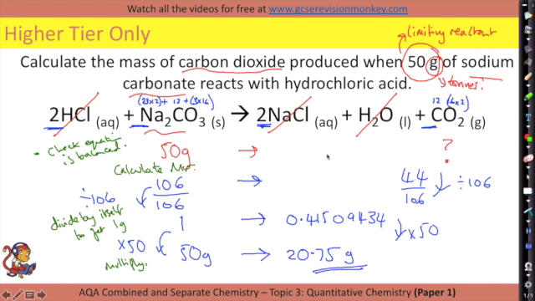Okay, what they might do is start off with a number on this side. So for example, they could have switched that around and said, how much sodium carbonate would you need to make 50 grams of carbon dioxide? And you do exactly the same process, but this time it would be this side of the equation that you'd want to get down to 1 and then multiply up. So they could ask you both ways around.